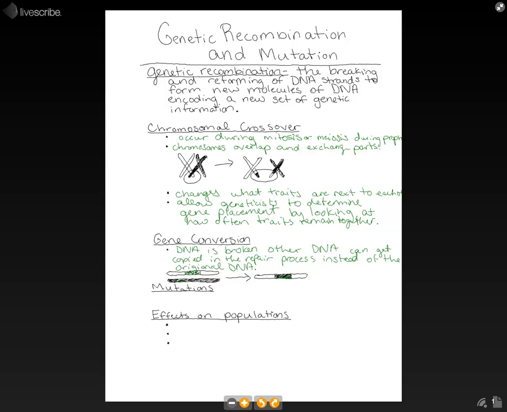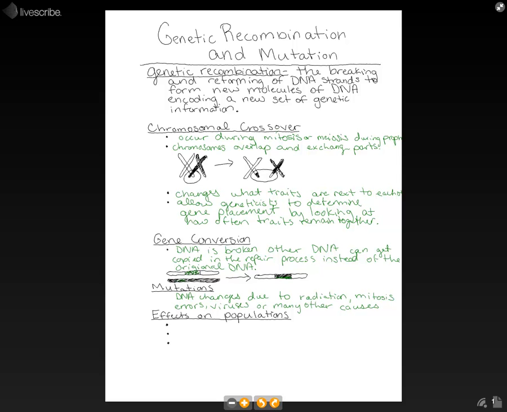So next we're going to talk about mutations. Mutations are when DNA changes due to many factors like radiation, mitosis or meiosis errors, viruses, or many other causes. So this has different effects on populations.